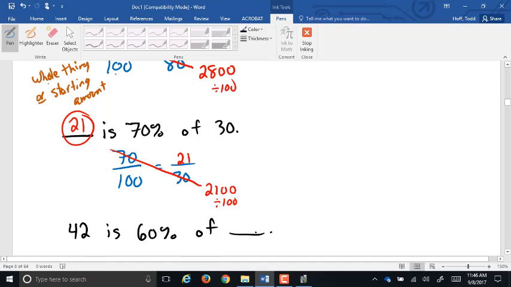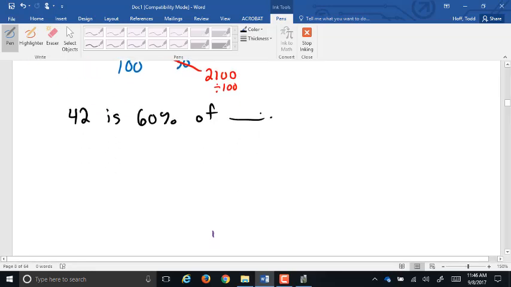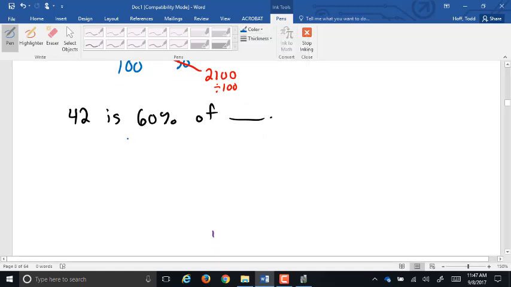Kind of like this one? 42. Great minds think alike. 42 is 60% of blank. We start with the percent again. 60% is 60 out of 100. We always start with that percent because we know it's out of 100.